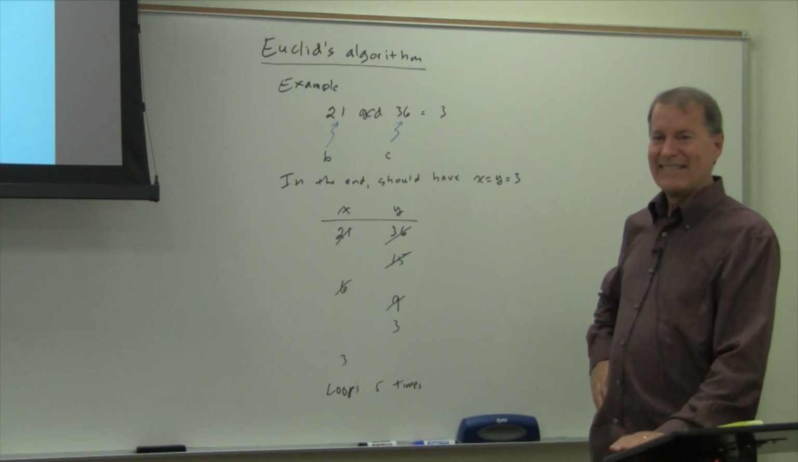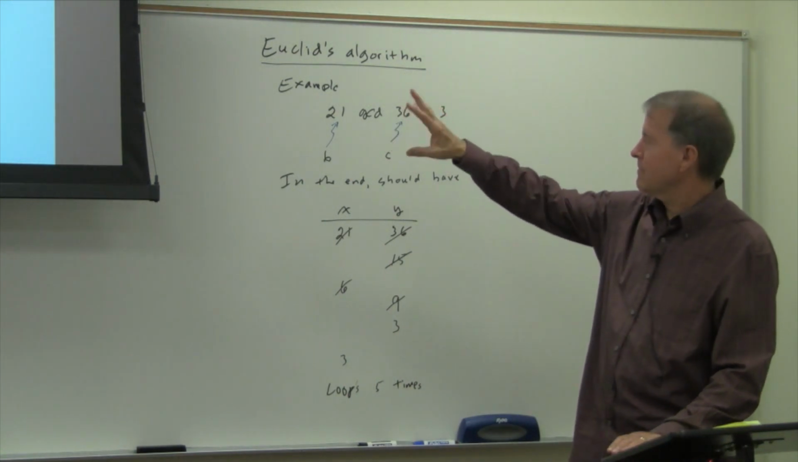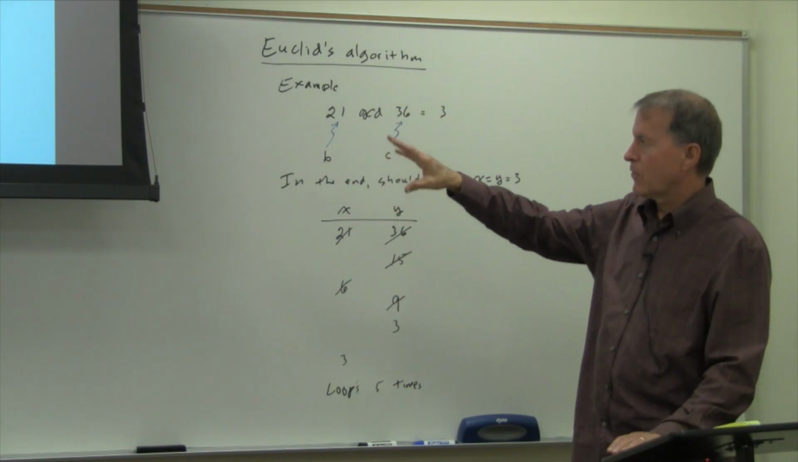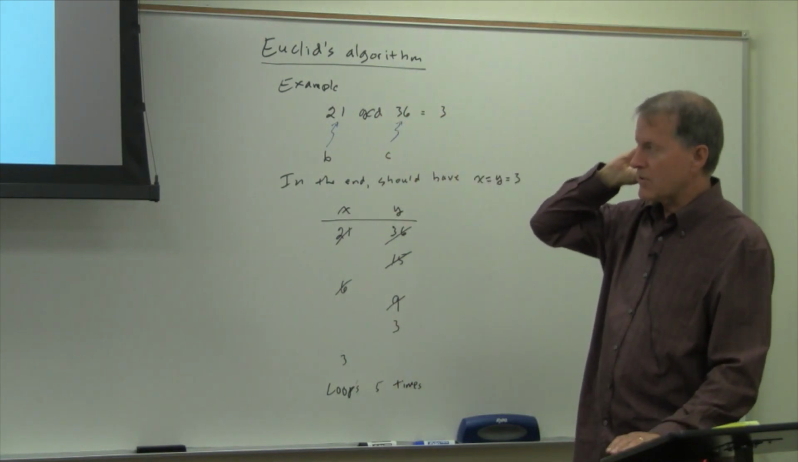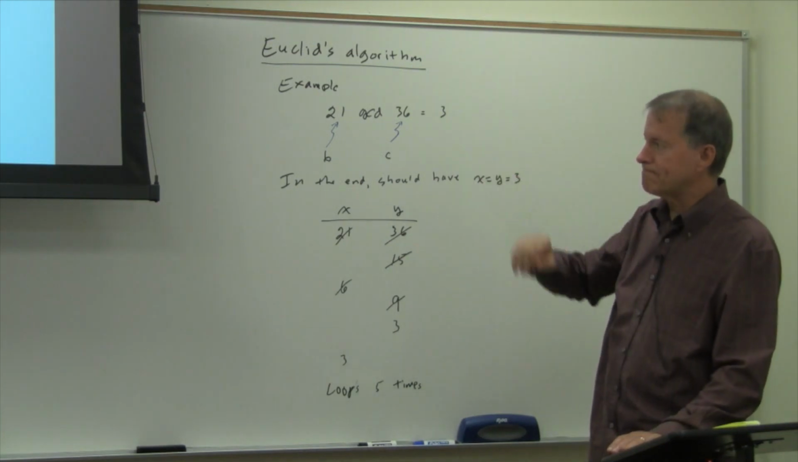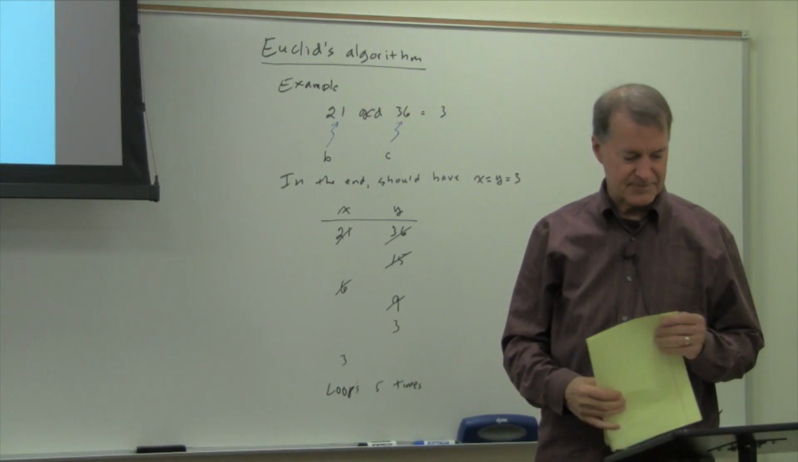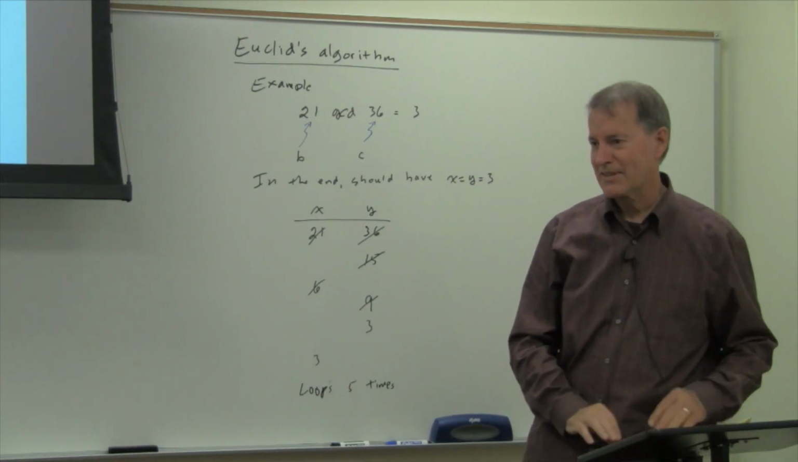So we understand Euclid's algorithm; we've seen an example of it. And what we'll do next time, it'll probably take us most of the class, is actually prove it. So, that's all, folks. That'll be it.